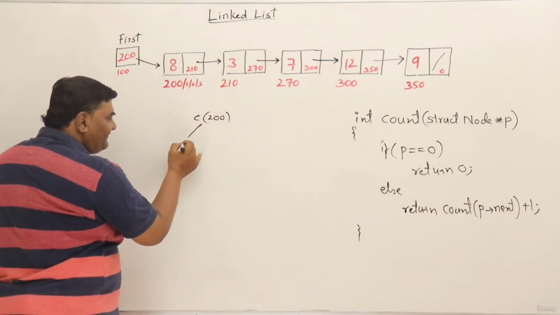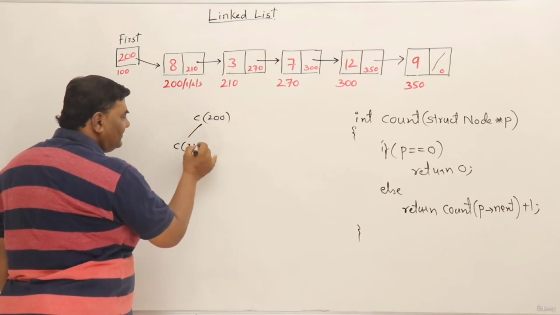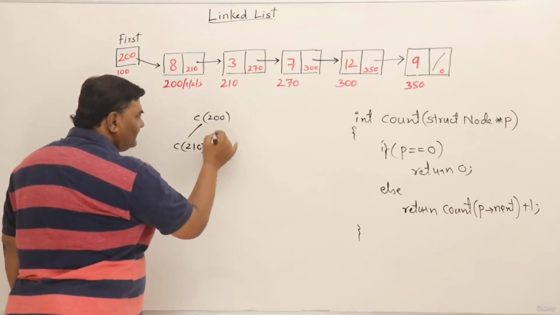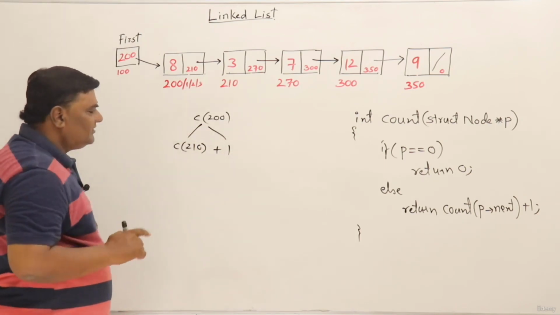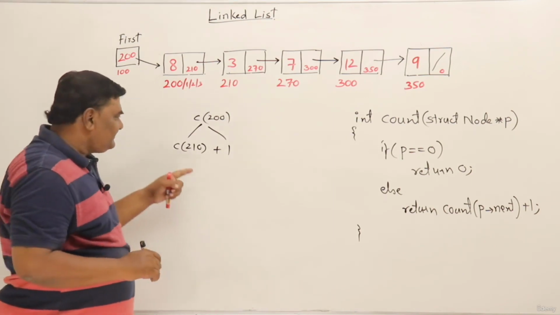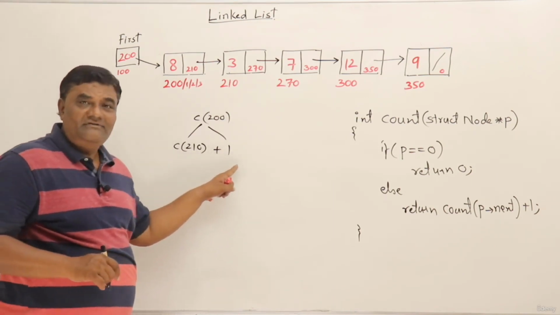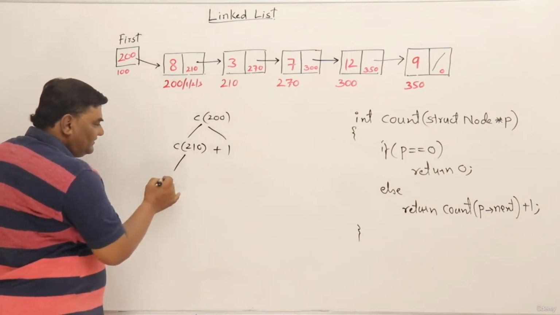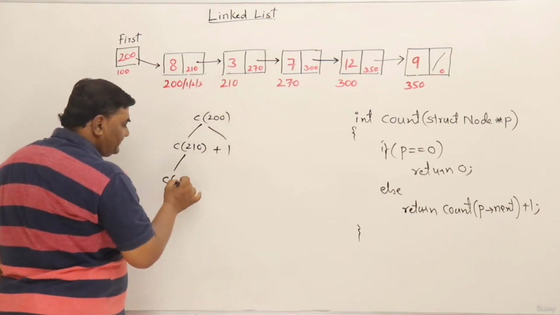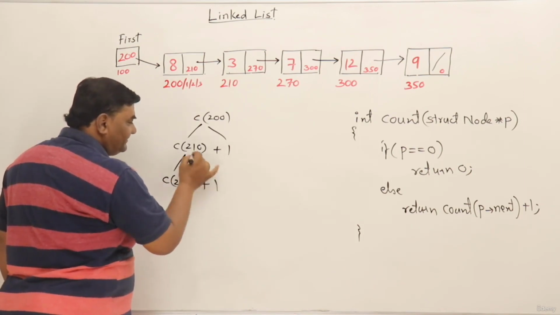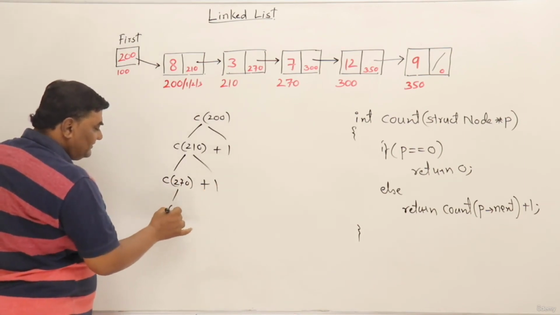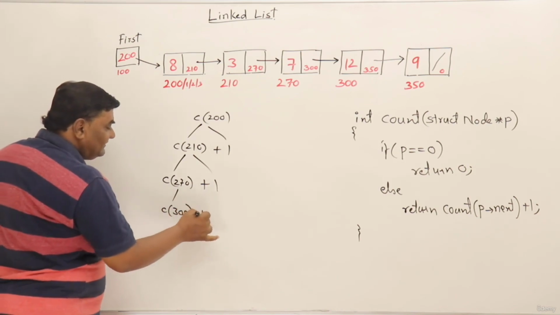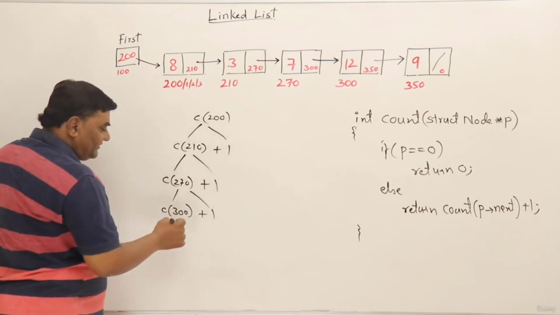So call itself for the next node, that is 210, and add 1. When to add 1? Not now, because unless this answer is known, we cannot add 1 to it. So 1 will not be added right now. The next call, C for the next node, that is 270, and plus 1. This will be done afterwards. The next call, C for 300 and add 1. Adding 1 will be done afterwards.